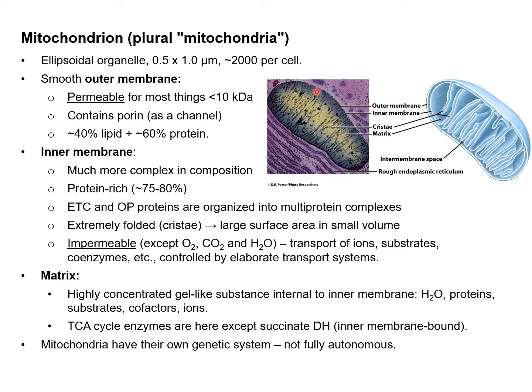Mitochondria, interestingly, have their own genetic system, meaning that they contain their own DNA, the mitochondrial DNA, but the mitochondria are not fully autonomous. So they need proteins and some enzymes from outside of the mitochondria that were synthesized by the nucleus.